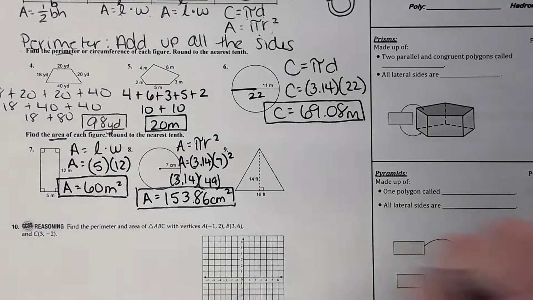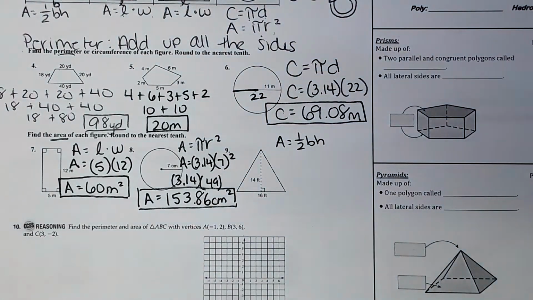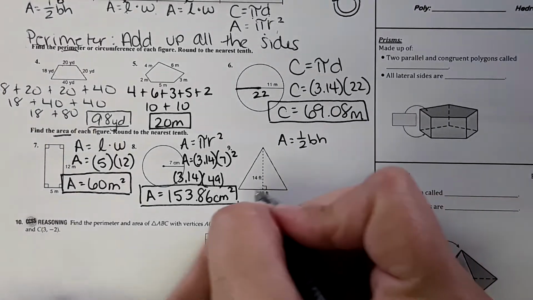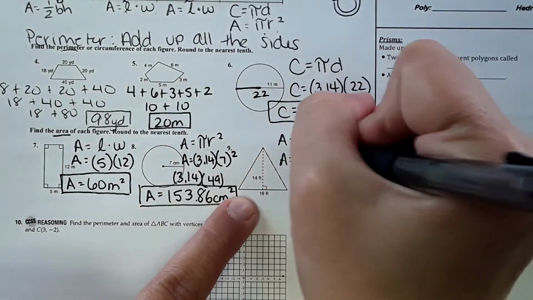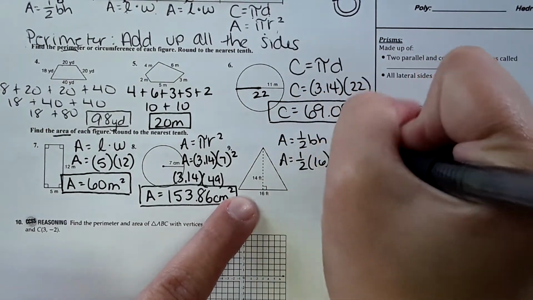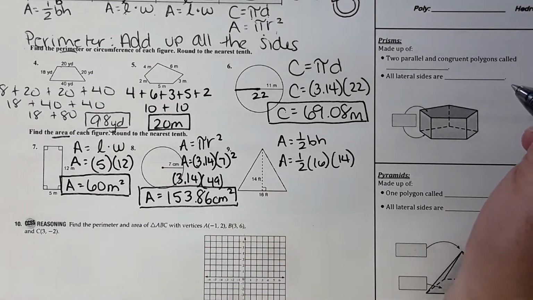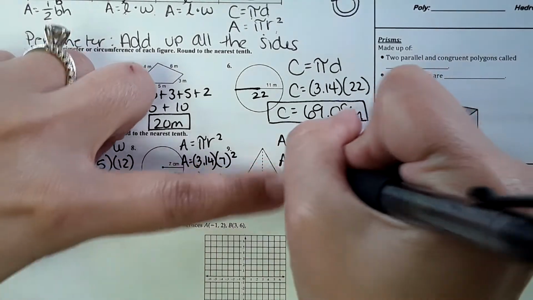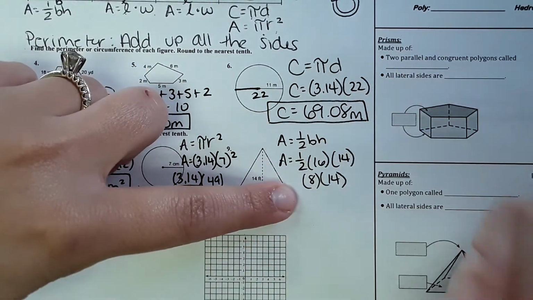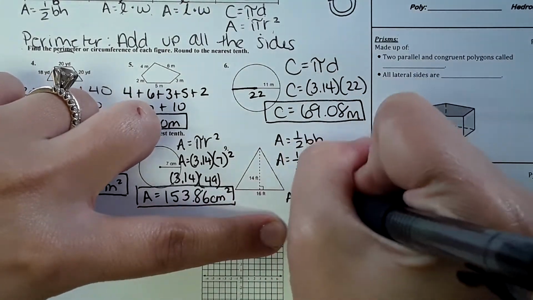Number 9, finding area of a triangle. Area equals 1/2 base times height. In this triangle, the base right here is 16 and the height is 14. From here, you can multiply these in any order. I usually do things that I can do in my head first. I noticed that half of 16 is going to be 8, so I just bring that down, bring down the 14. 8 times 14, I might have to plug in my calculator, but it comes out to 112 feet squared.